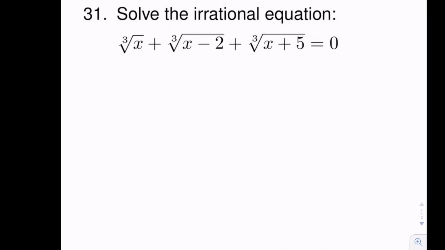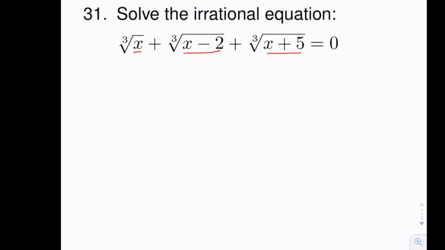One is by change of variable. The other is by moving two roots of the same order to the two sides of the equation and then raising both sides to the same power. Here we have a sum of three numbers that are the third root of these expressions, x, x minus 2, and x plus 5, and this sum is 0.